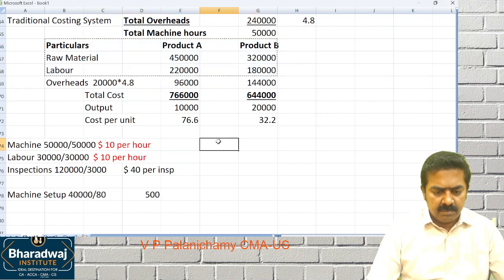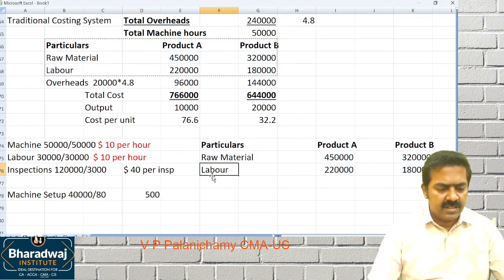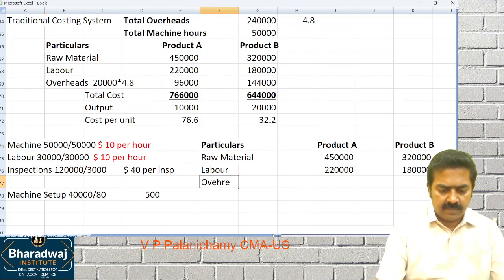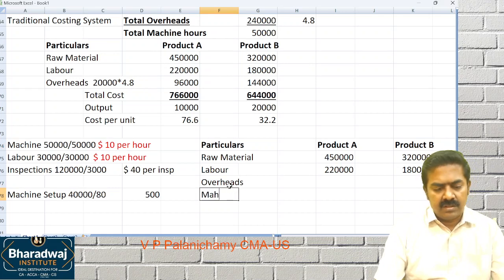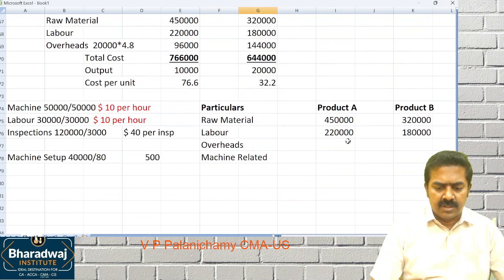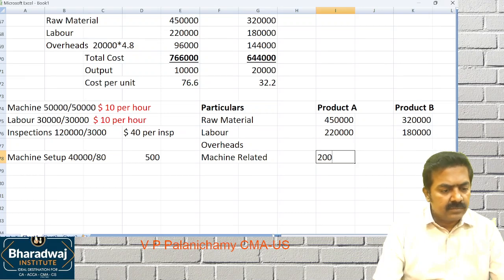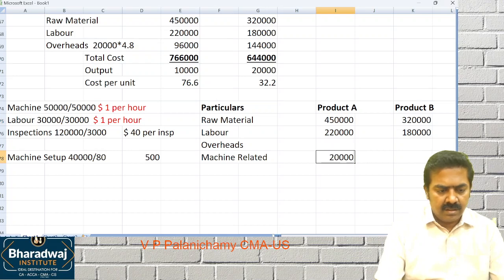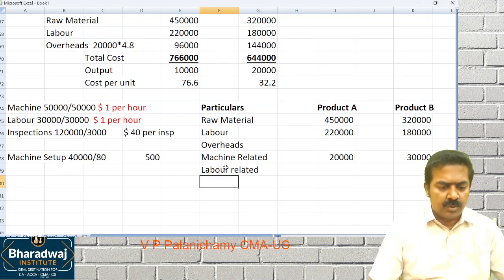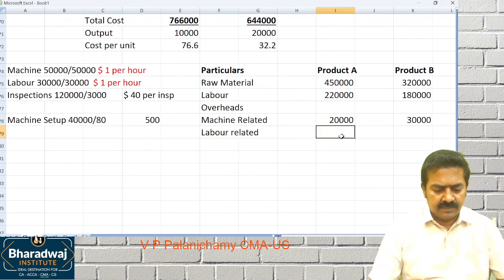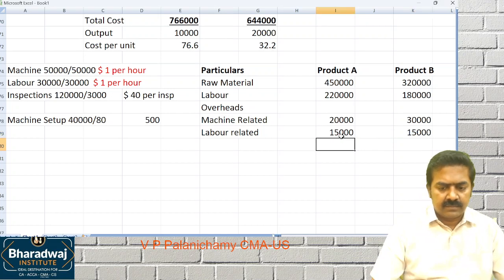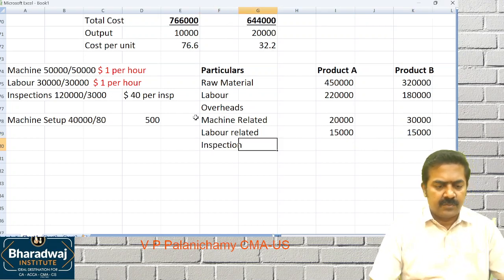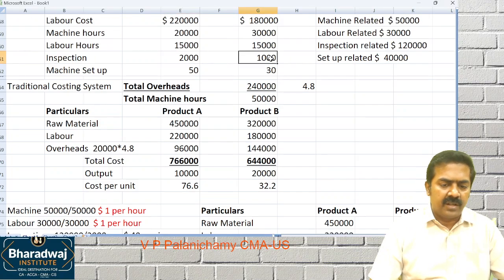Which cost is going to be the same? Material and labor cost, let it be the traditional method or the ABC system, it's going to be the same. Only overhead cost will change. Machine related, $1 per hour, not 10 per hour. 20,000 into 1, 20,000; 30,000 into 1, 30,000. Labor related, that is also $1 per hour, 15,000 into 1, 15,000 into 1. Then inspection related, 40 per inspection, so 2,000 into 40, 1,000 into 40.